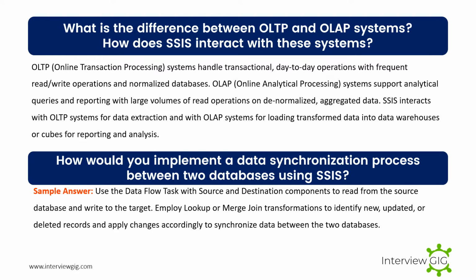How would you implement a data synchronization process between two databases using SSIS? Sample answer. Employ lookup or merge join transformations to identify new, updated, or deleted records and apply changes accordingly to synchronize data between the two databases.